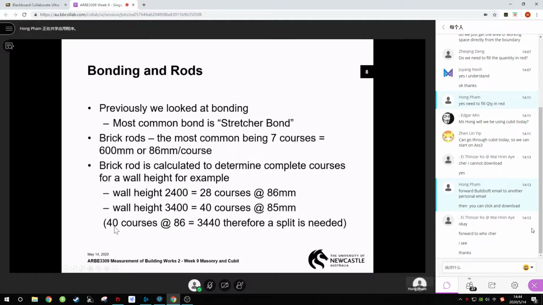Okay, if you have 40 courses at 86, it will be 3440. Therefore, we need a split. So we will cut down the mortar to fit in the brick. Okay, so this is the brick rod.